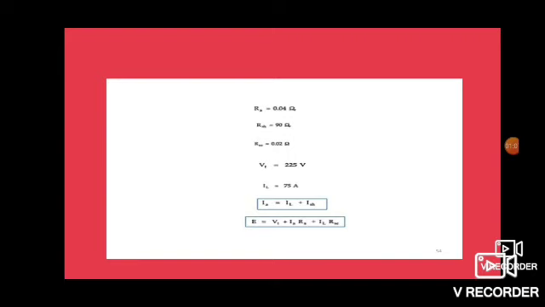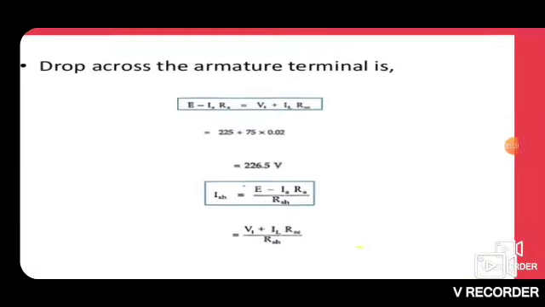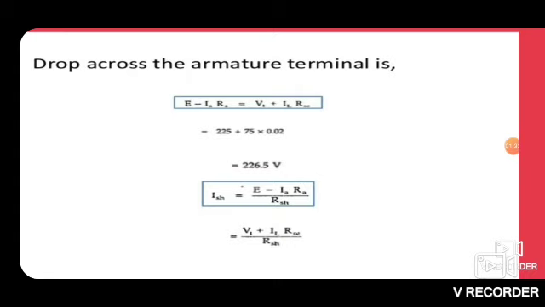Then E equal to VT plus IARA plus IL RSE. This is the formula for generated voltage. EG equal to VT plus IARA plus IL RSE for the short shunt compound generator. So we have to find out the value of ISH, and by parallel combination E minus IARA is equal to VT plus IL RSE. Therefore apply the formula. VT is 225 volt, IL is 75 and RSE is 0.02 ohm. Then E minus IARA is equal to 226.5 volt.